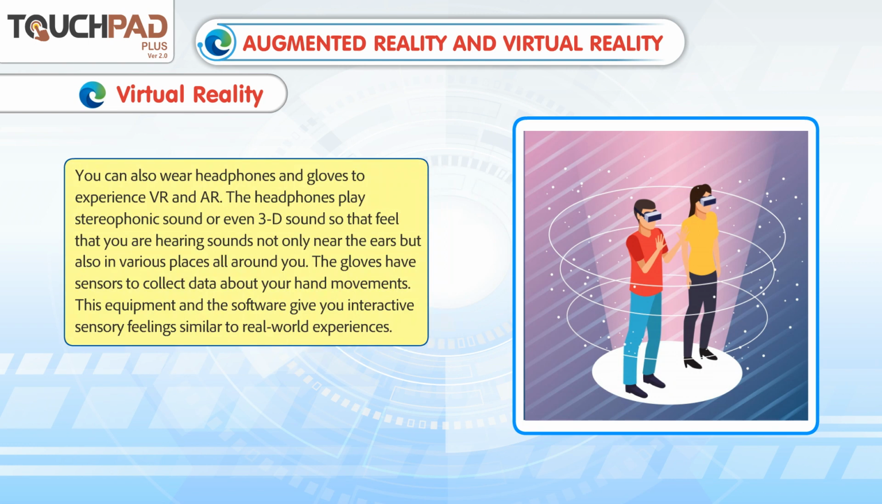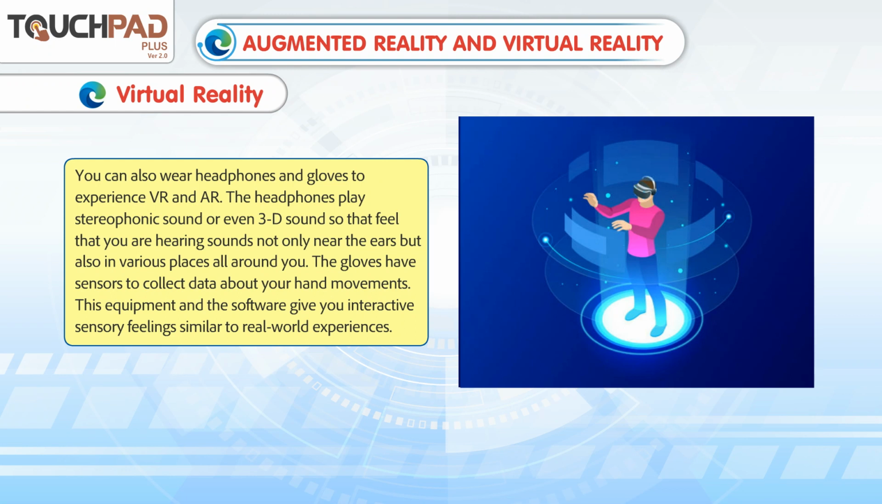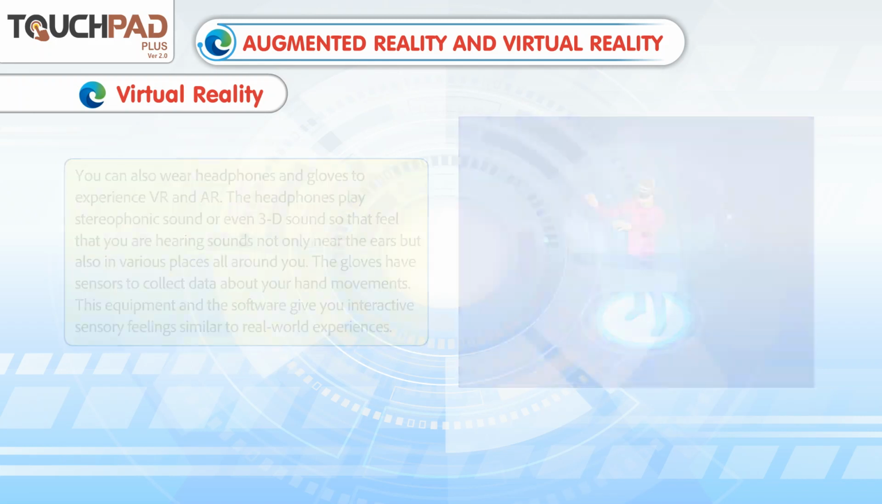You can also wear headphones and gloves to experience VR and AR. The headphones play stereophonic sound or even 3D sound so that it feels that you are hearing sounds not only near the ears but also in various places all around you. The gloves have sensors to collect data about your hand movements. This equipment and the software give you interactive sensory feelings similar to real-world experiences.